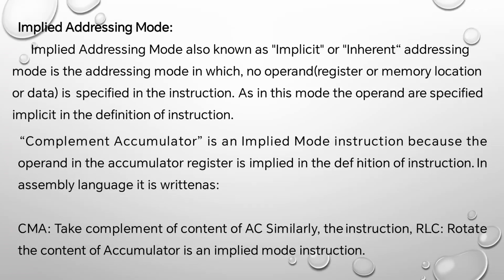Implied addressing mode. Implied addressing mode is also known as implicit or inherent addressing mode. It is the addressing mode in which no operand is specified in the instruction, as in this mode the operands are specified implicitly in the definition of the instruction. Complement accumulator is an implied mode instruction because the operand in the accumulator register is implied in the definition of the instruction. CMA takes the complement of the content of AC. Similarly, the instruction to rotate the content of the accumulator is an implied mode instruction.